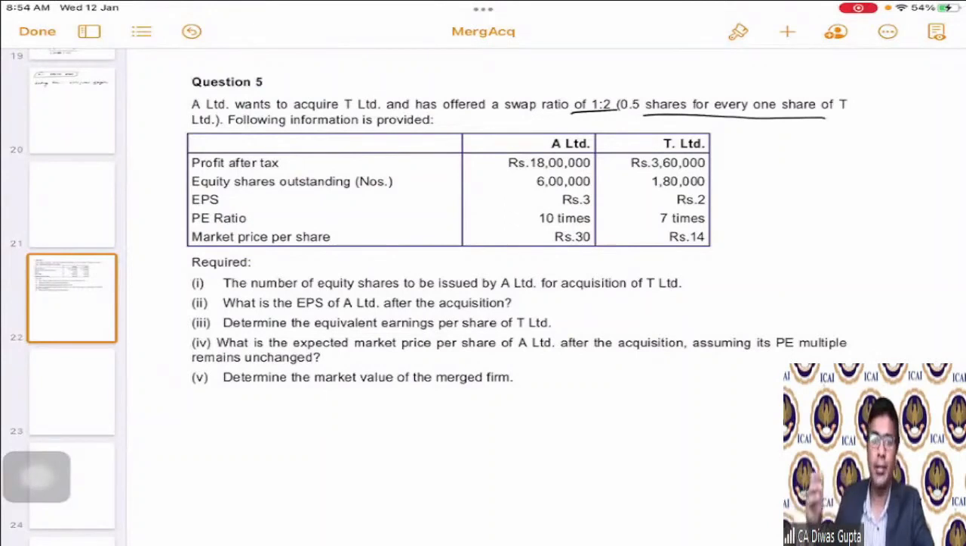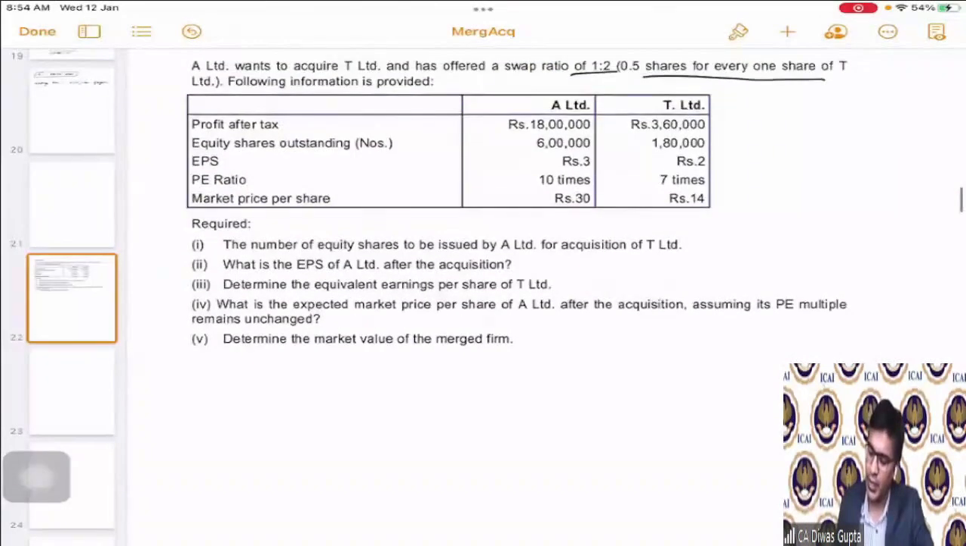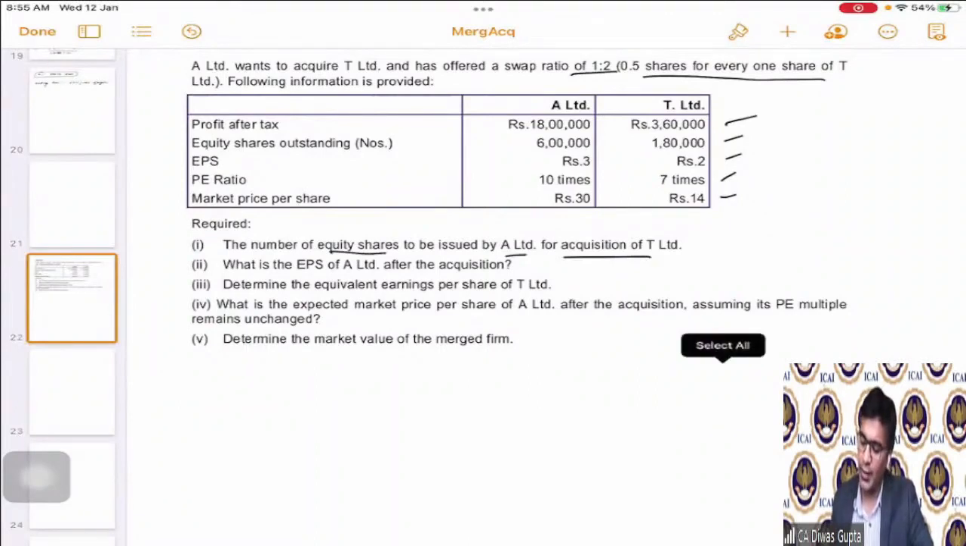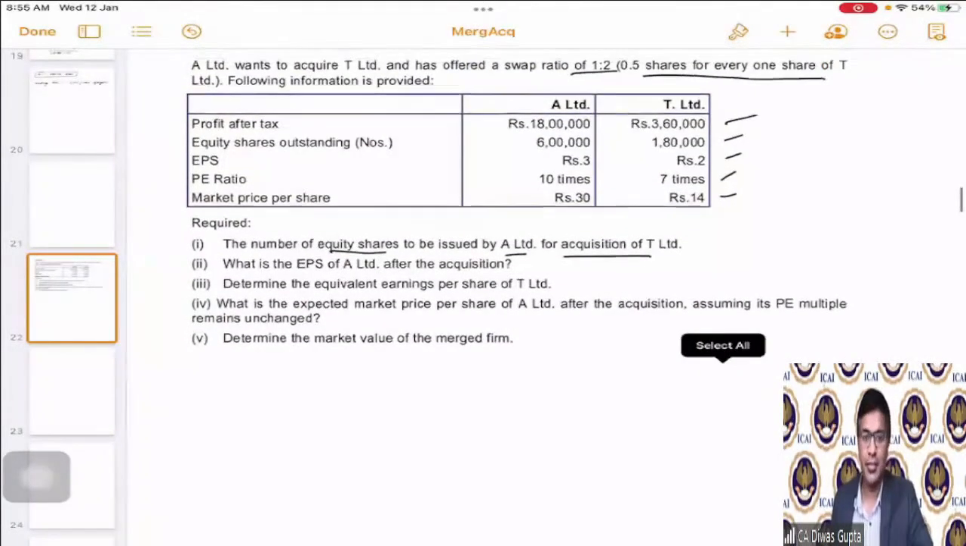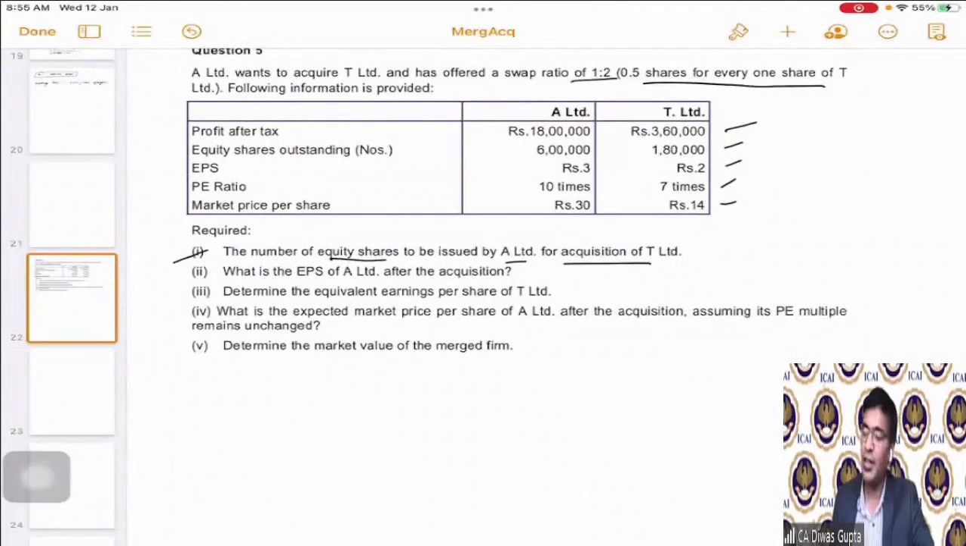So A Limited is the acquiring company, T Limited is the target company. For both of them, they have given a certain information: PAT, equity shares, EPS, PE ratio, and market price per share. All these things are given. Then required the number of equity shares to be issued by A Limited for acquisition of T Limited. See, first part is very easy. Why? Because we don't even have to calculate the swap ratio. Swap ratio also they have already given.